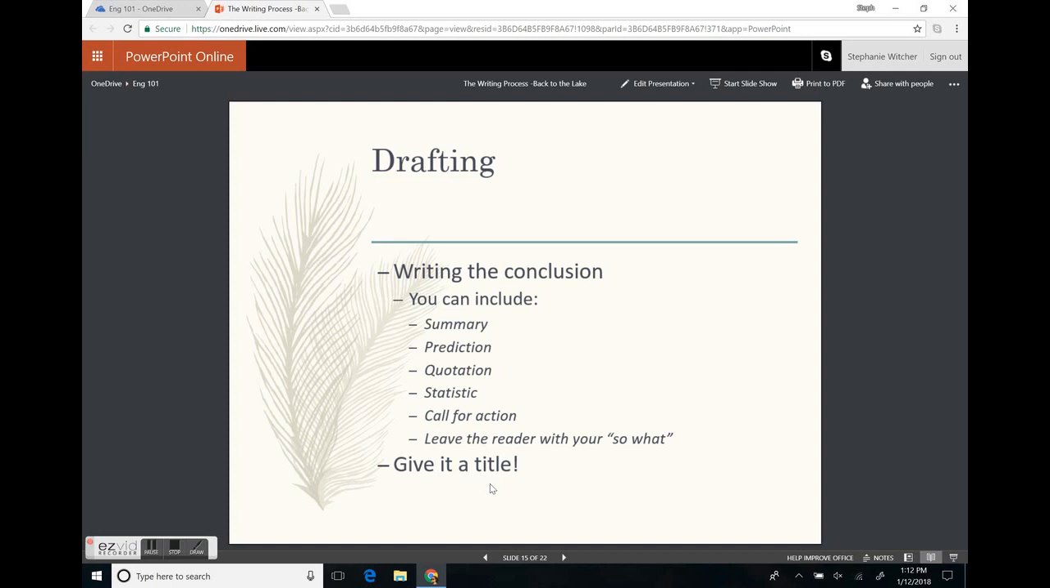All right, then a conclusion. What can you put in there? Well, you can give us a summary. You can give us some kind of prediction. Where do you see this going? I'll tell you, in running, more people ran more miles last year than ever recorded before. So people are joining the movement. You can give us a quotation again, maybe from the same person you gave us in the introduction. That's good. Same with statistics.